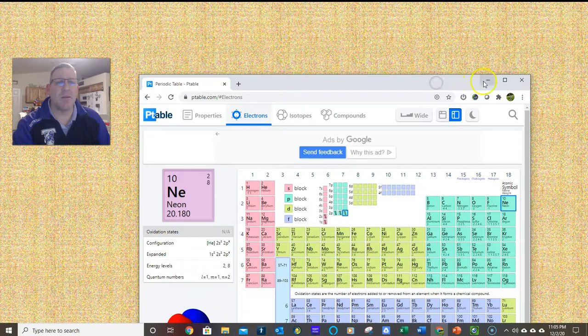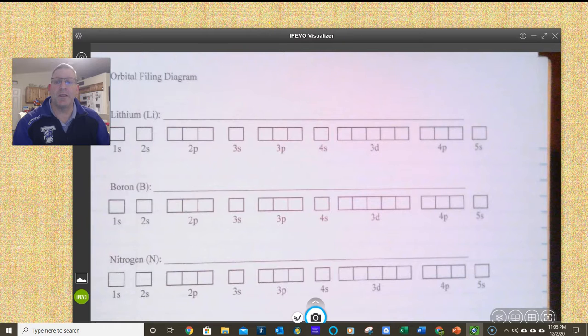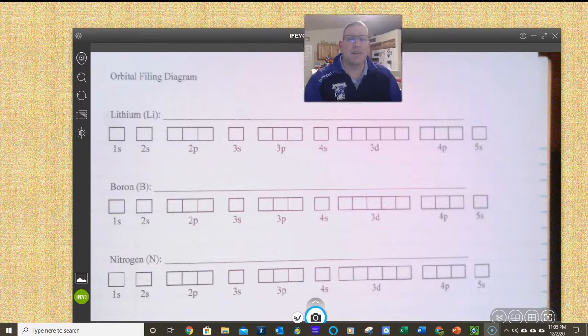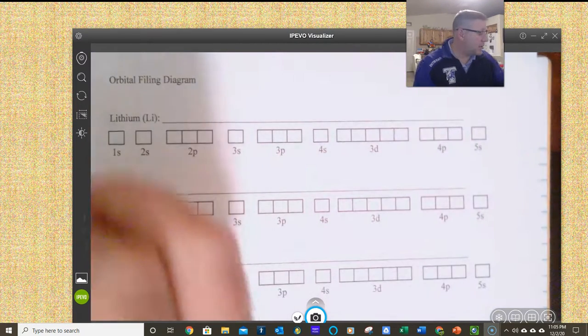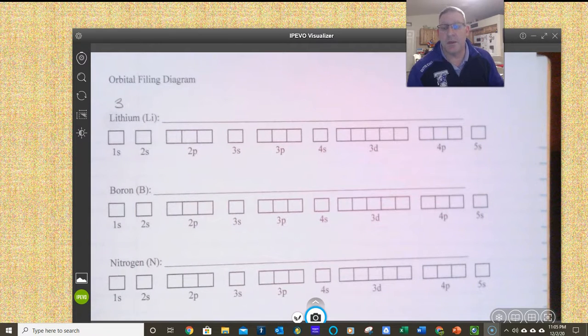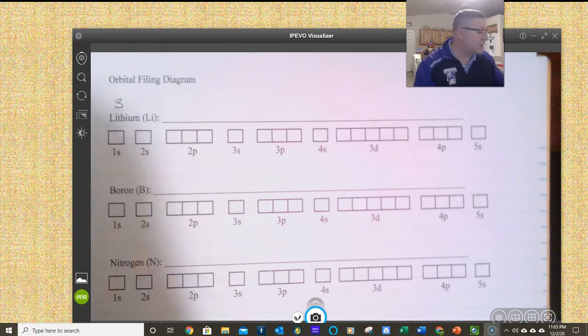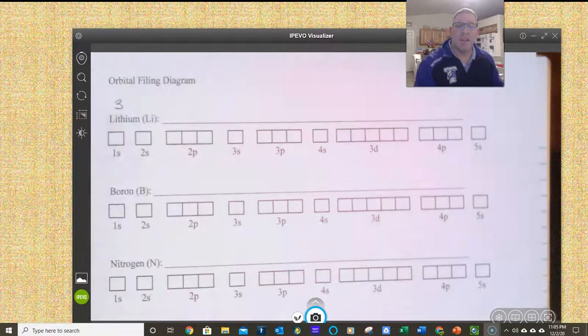At this time, I want to go ahead and complete a few elements in an orbital filling diagram. So let's start with lithium. Lithium is atomic number 3, so I need to find a home for 3 electrons. If you already have this placed out, it will make it easier if you do the orbital filling first and then the electron configuration.